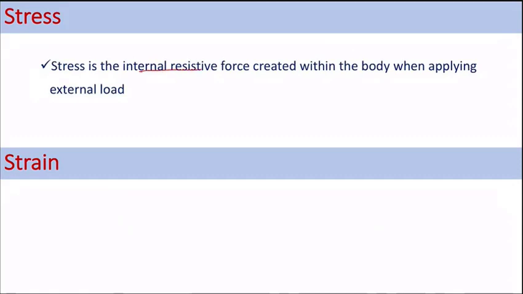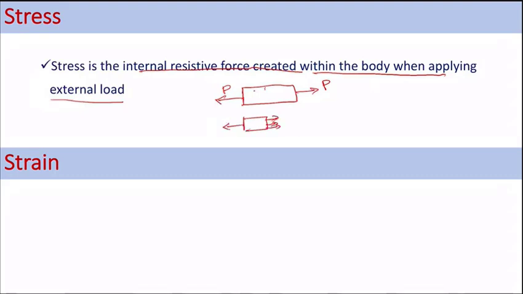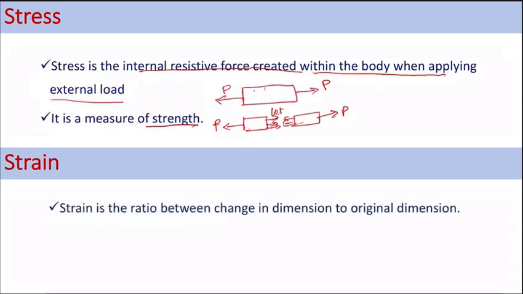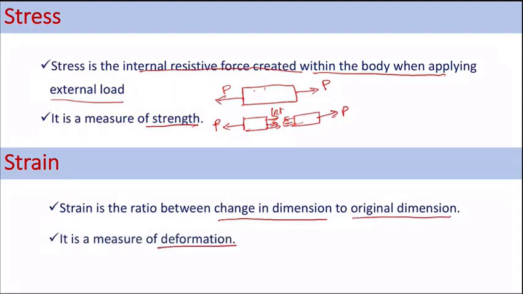Stress is the internal resistive force created within the body when applying an external load. Suppose there is an object, and we are applying a load. Due to this applied load, an internal resistive force will be created like this. P is the applied force, and this is the internal resistive force. Stress is a measure of strength. Next, strain. Strain is the ratio between change in dimension and original dimension. It is a measure of deformation.